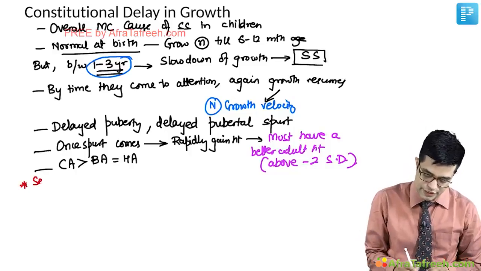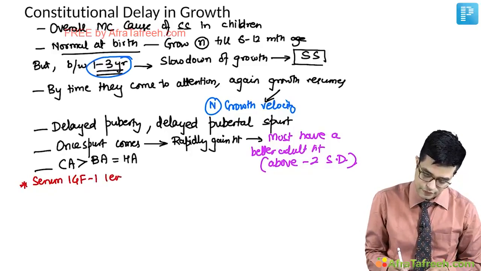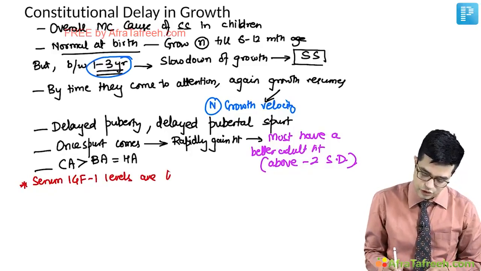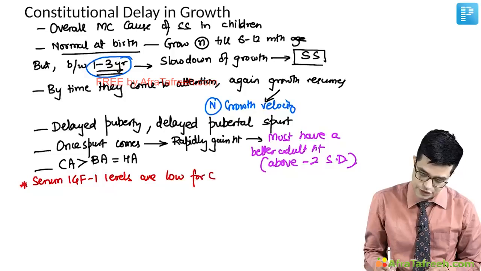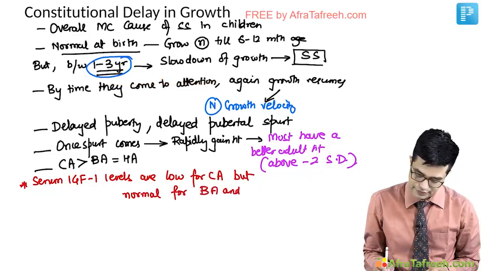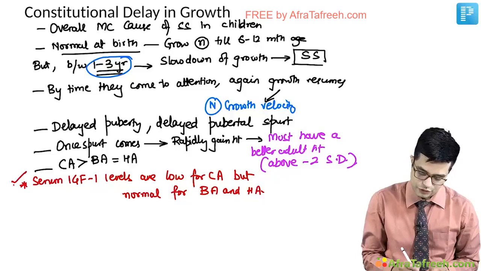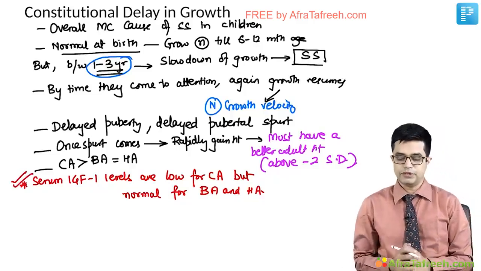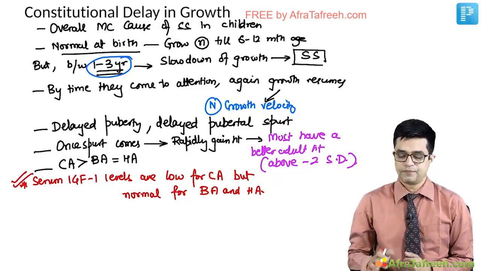The serum IGF-1 levels are low for chronological age, but normal for bone age and height age. So this is one MCQ one-liner that you need to remember. This is constitutional delay in growth.